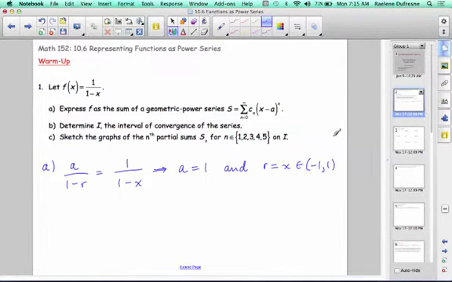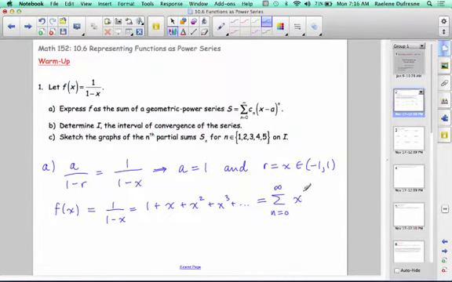So we are going to rewrite the sum, or f of x, in expanded form as the first term 1 plus 1 times the common ratio x multiplied by the common ratio, etc. And we can generalize this to get the summation notation from n equals 0 to infinity of powers of x, namely x to the n.